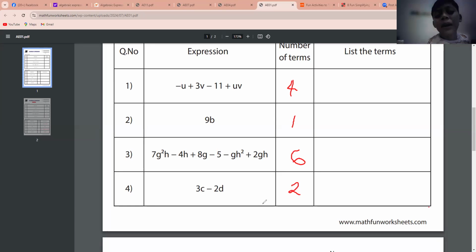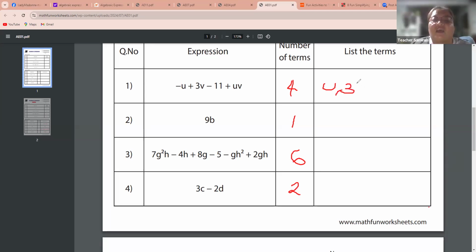Number 1 is minus u plus 3v minus 11 plus uv. Okay, wait a minute, I am still looking for the cursor. I cannot see it because it's white. So negative u, 3v, okay, and then what else? Negative 11, and then uv.